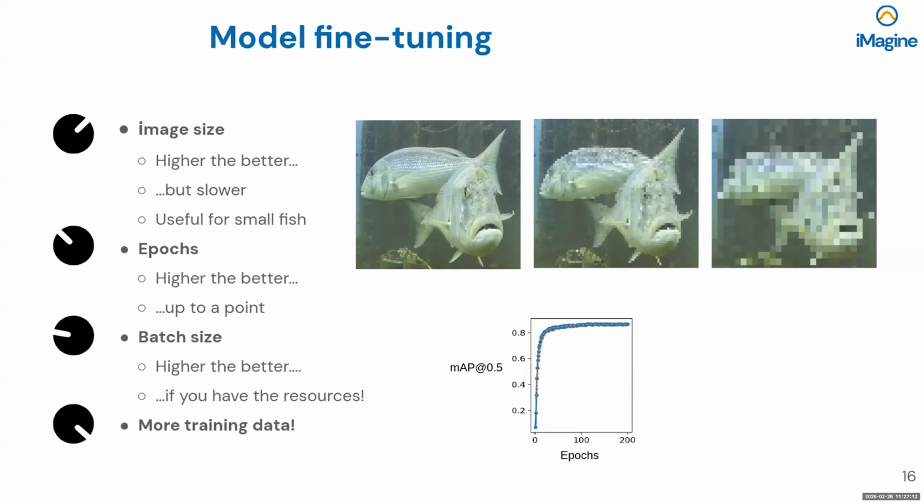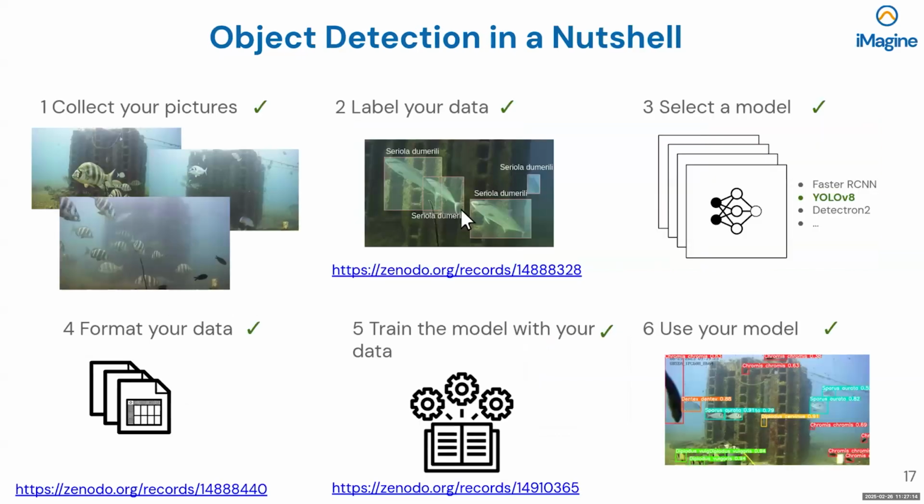Okay, so I was speaking about general object detection. What about our use case? So we did all these steps. We have pictures. We labeled a lot of data, even with some classes that are not included in the model. And this data set is published and available in Zenodo.